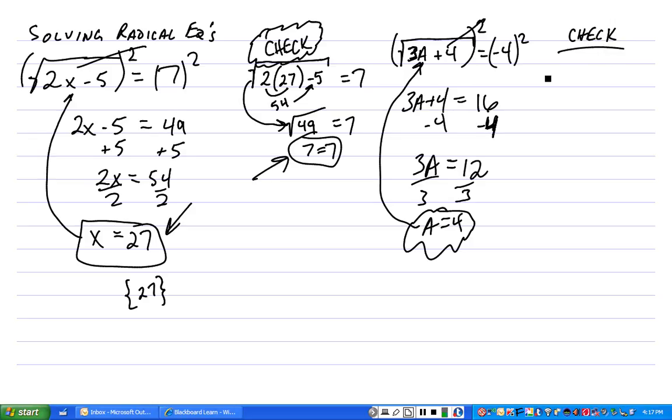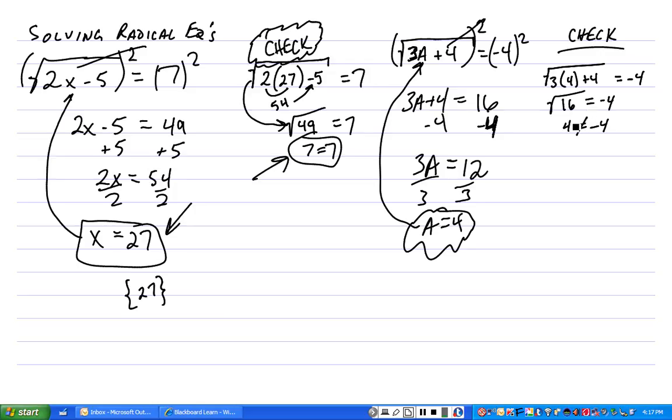So we start by saying square root of 3 times 4 plus 4 equals negative 4. Now 3 times 4 is 12. 12 plus 4 is 16. Square root of 16 equals negative 4. Square root of 16 is 4, so 4 equals negative 4? Alright, 4 doesn't equal negative 4.